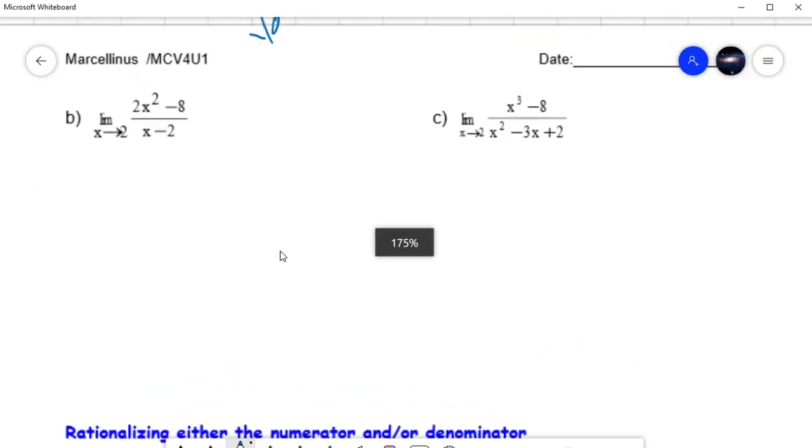Let's try a couple more. Again, notice right off the bat, if I sub in 2, I get 8 minus 8 over 2 minus 2, which is 0 over 0. So of course, like I say, don't expect that to really work much. Maybe one question, right? So let's try the other way. So what can we do here? We can factor the top, right? Take out a 2.